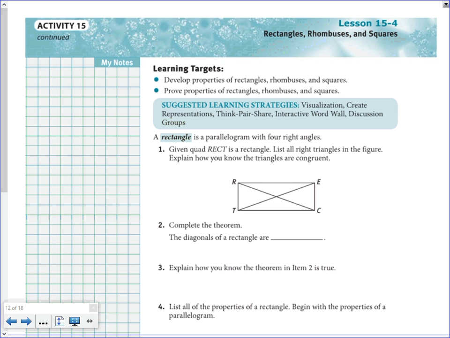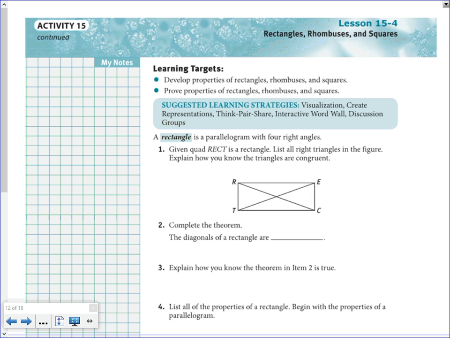All right, so today we're going to be looking at lesson 15.4. We're going to be continuing our lesson on different types of quadrilaterals. The lesson that we just looked at was dealing with parallelograms, and we are now going to be looking at some specific types of parallelograms, which is the rectangle, the rhombus, and the square.